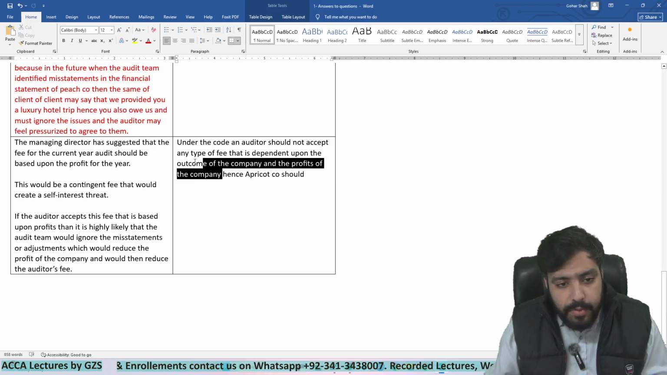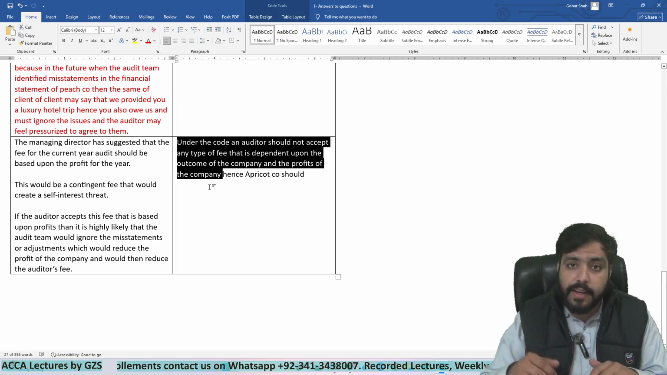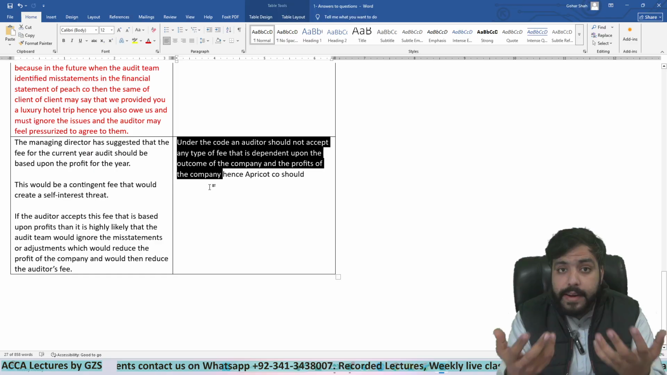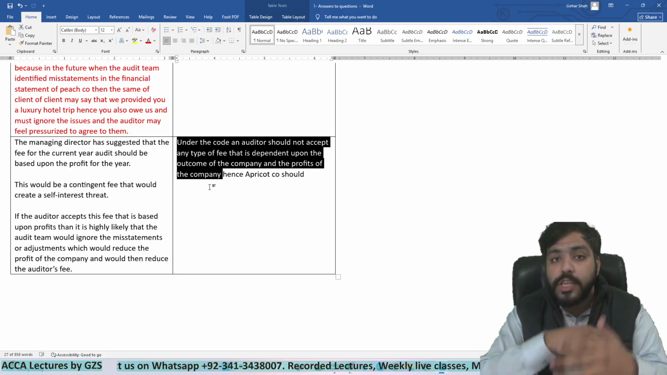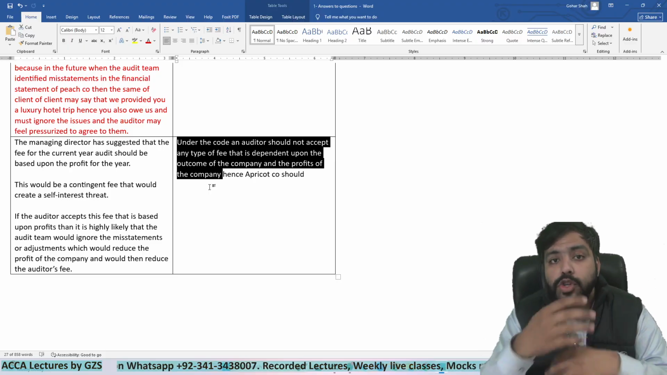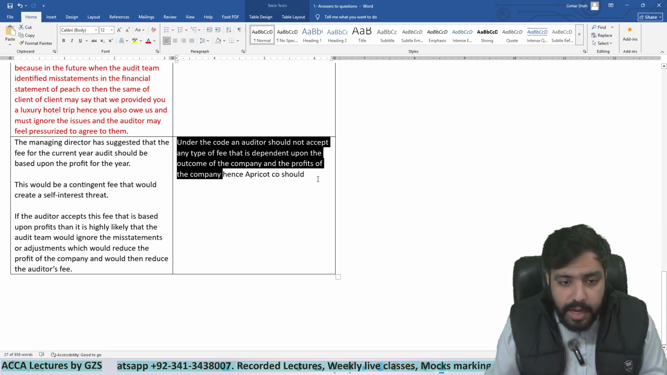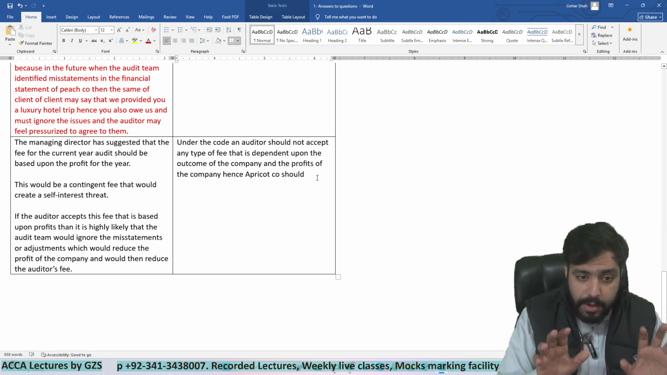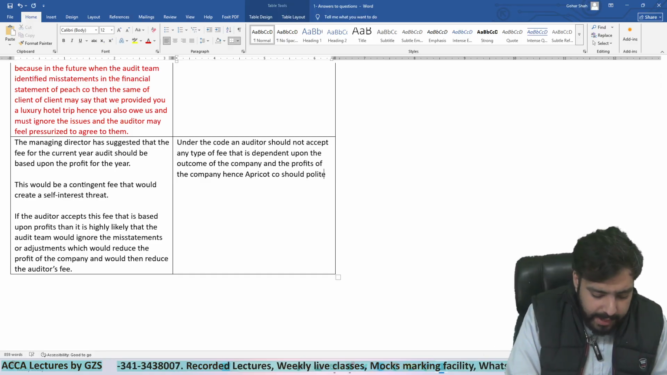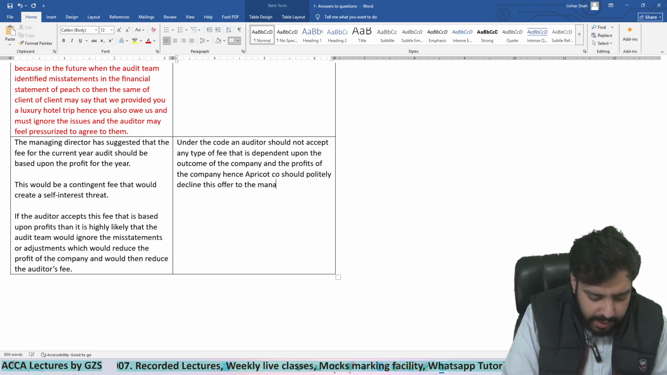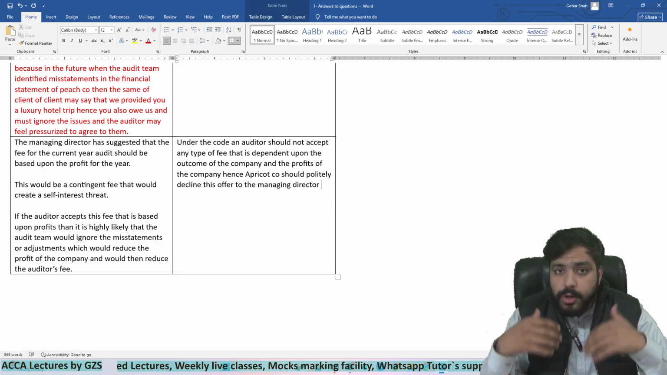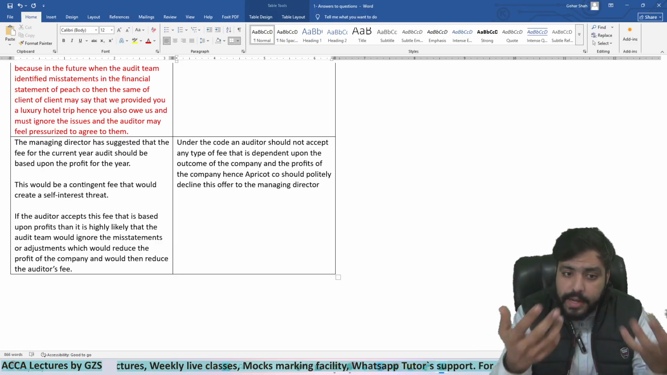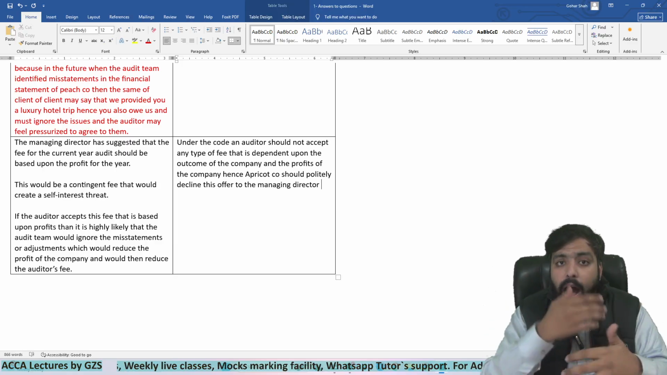Now, again, as I said before, within the CCG section as well, this is something that is given to you by the code. This is not the recommendation here. A safeguard is a recommendation which you suggest to the auditor of that company about what you should do right now. So at the same time, you will also have to write down, hence Apricot Corporation should politely decline this offer to the managing director. And as well, a good answer would include that you also tell him that this is not acceptable under the code and how we take the fee.